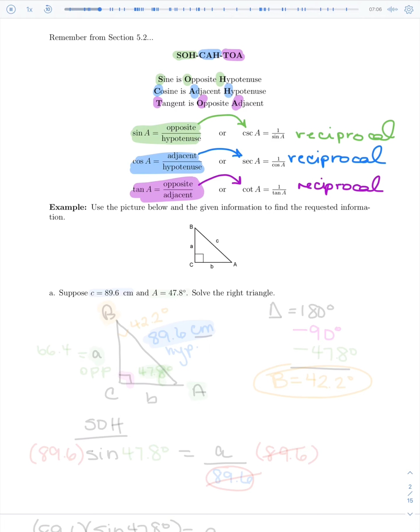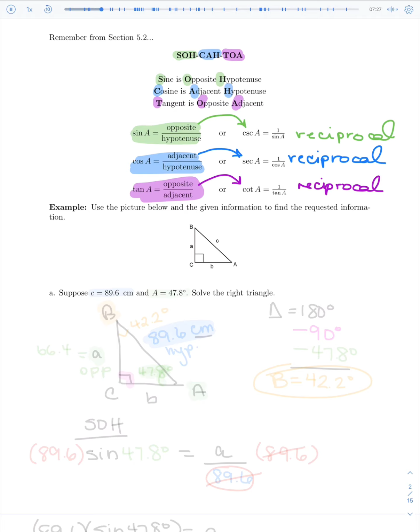They're going to give us some information in these problems, and they're going to want us to solve the entire triangle, meaning find all the missing angles and sides. So let's take a look at an example, and this is just going to be what I would call tinkering with a problem until we get what we need. Let's take a look at this first one.